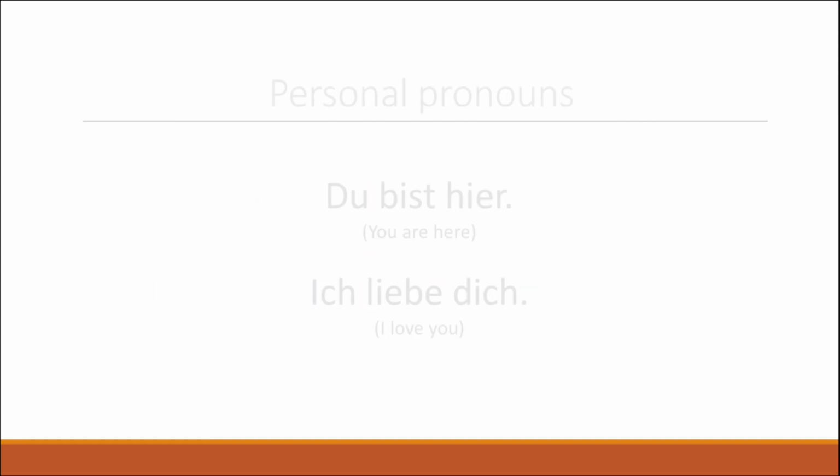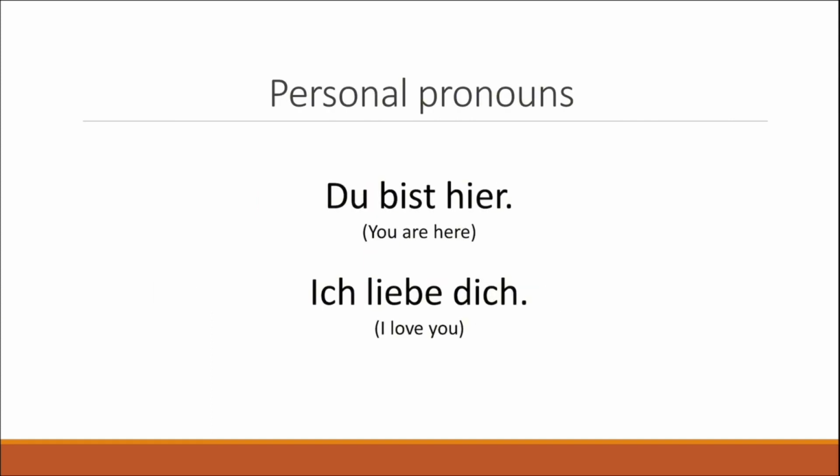Today, we're going to specifically talk about the personal pronouns for the accusative case. Here you can see an example. Du bist hier is the first sentence, and the second sentence is Ich liebe dich. If you observe the English translation, you can see that we have you in both cases. In the first sentence, we say you are here, and in the second one, I love you. But you can see that we do not use du for both cases.